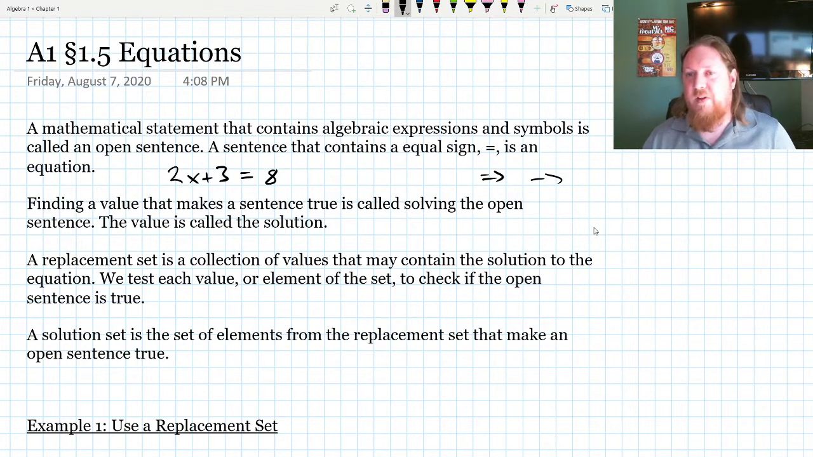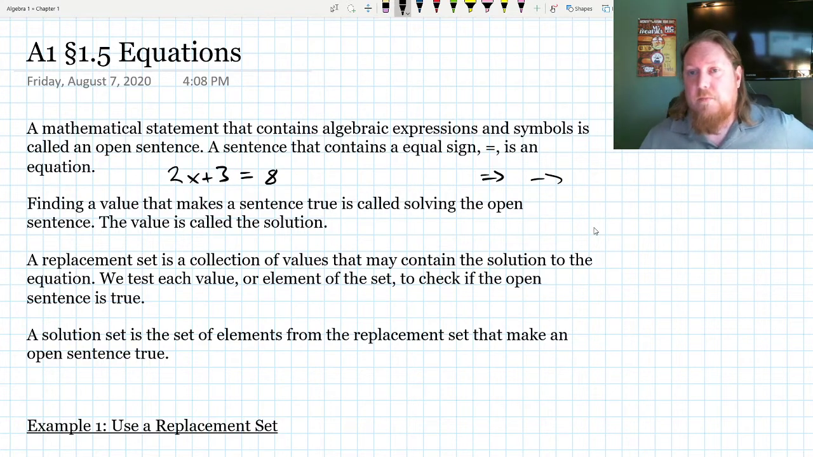Too often people think that the equal sign is an operator, but it's really about a relationship here. These two expressions, 2x plus 3 and 8, are equal to each other. It's powerful. They are the same thing. Okay?